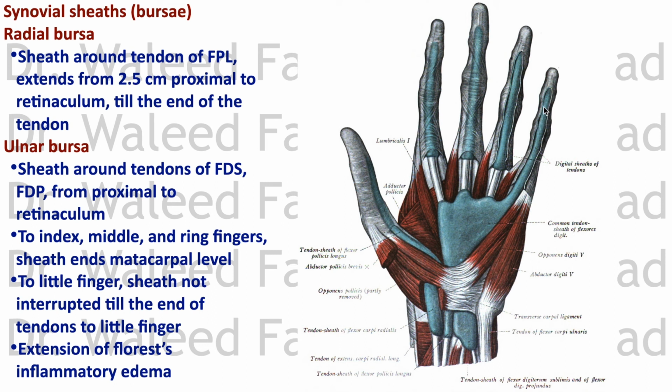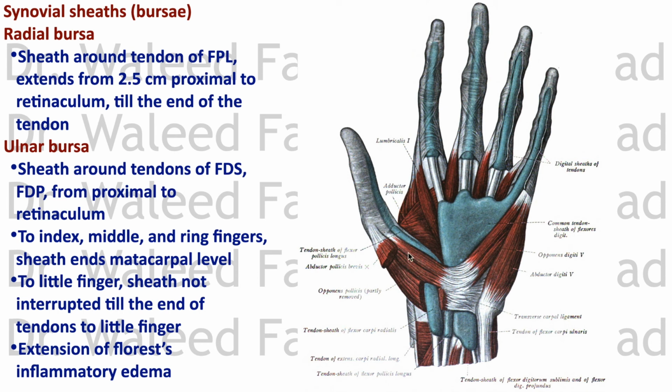Okay, why do we care about that? Because this is a plane for infection. So if there is infection in the pulp space of the middle finger, it will be confined to the middle finger because the synovial sheath is interrupted. But if we have infection in the pulp space of the little finger, this will spread all over to the palm of the hand, and maybe also proximal to the wrist, to the forearm.